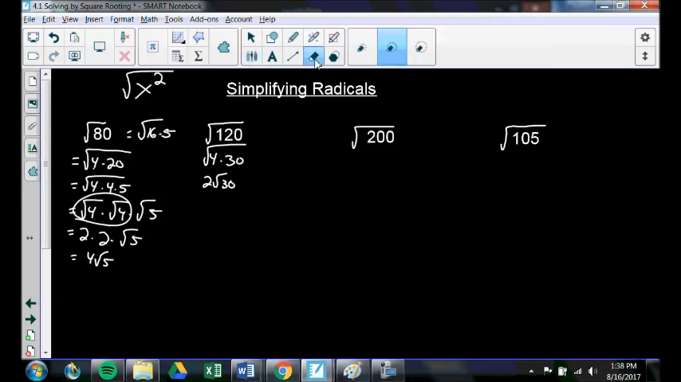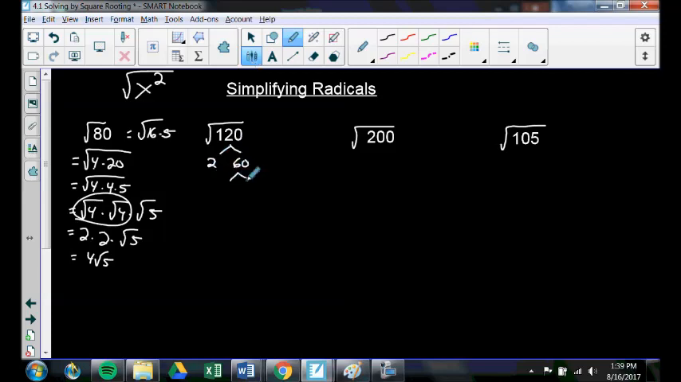But you might have also seen a factor tree. A factor tree is where you take a number and break it down into its prime factors. So 120, well that's 2 and 60. And 60 is 2 and 30. And 30 is 2 and 15. And 15 is 3 and 5.